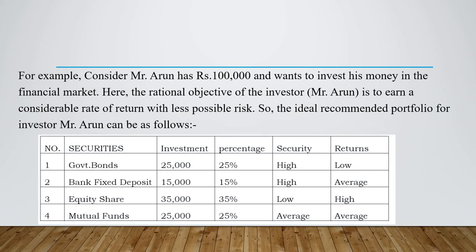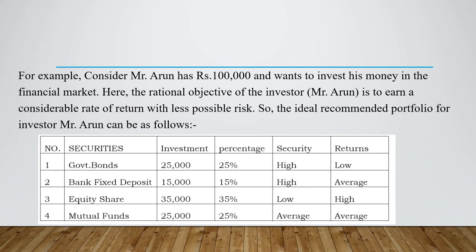Next, we can understand this concept with the help of one simple example. Say that Mr. Arun has 1 lakh rupees and he wants to invest his money in the financial market. Here, the rational objective of Mr. Arun, the investor, is to earn a considerable rate of return with the least possible risk. So the ideal recommended portfolio for Mr. Arun can be as follows.